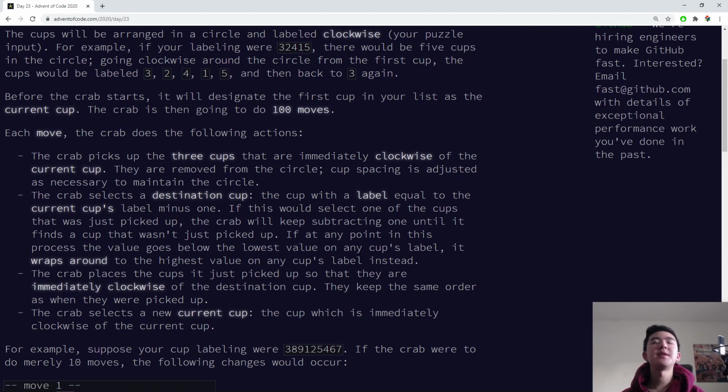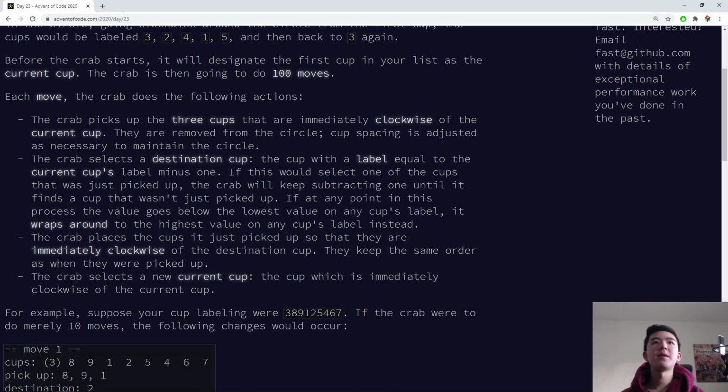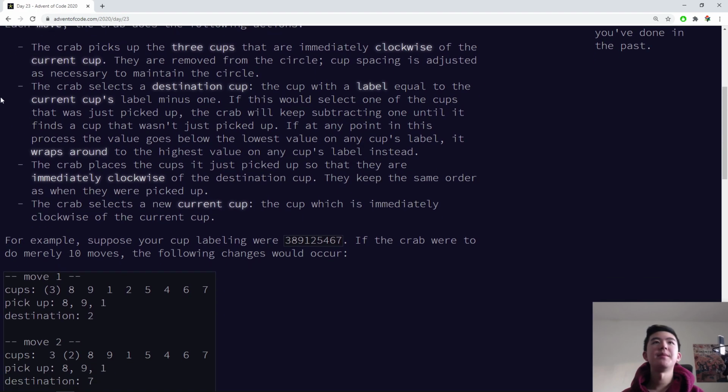Before the crab starts, it will designate the first cup in your list as the current cup. The crab is then going to do 100 moves. Each move, the crab does the following actions. The crab picks up the 3 cups that are immediately clockwise of the current cup. They are removed from the circle. Cup spacing is adjusted as necessary to maintain the circle.